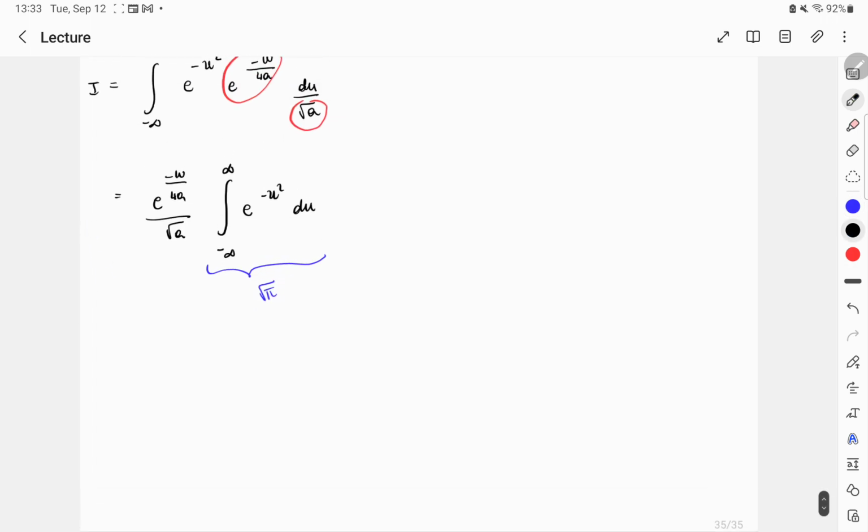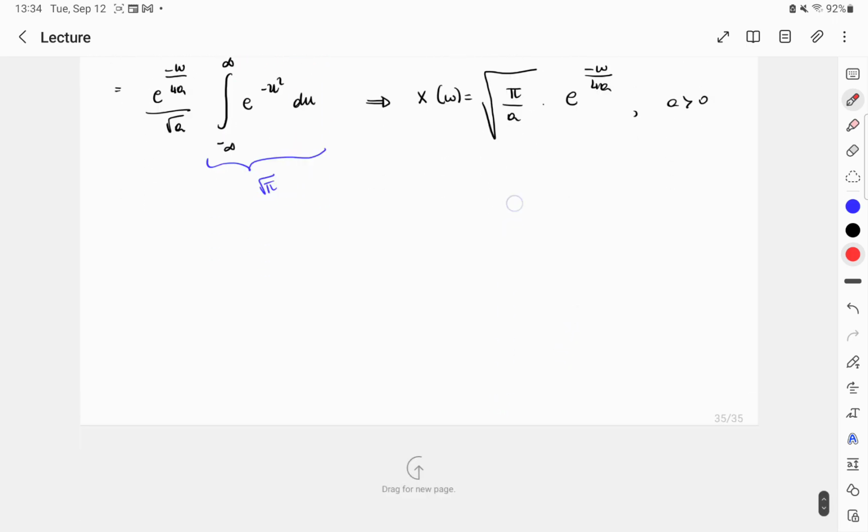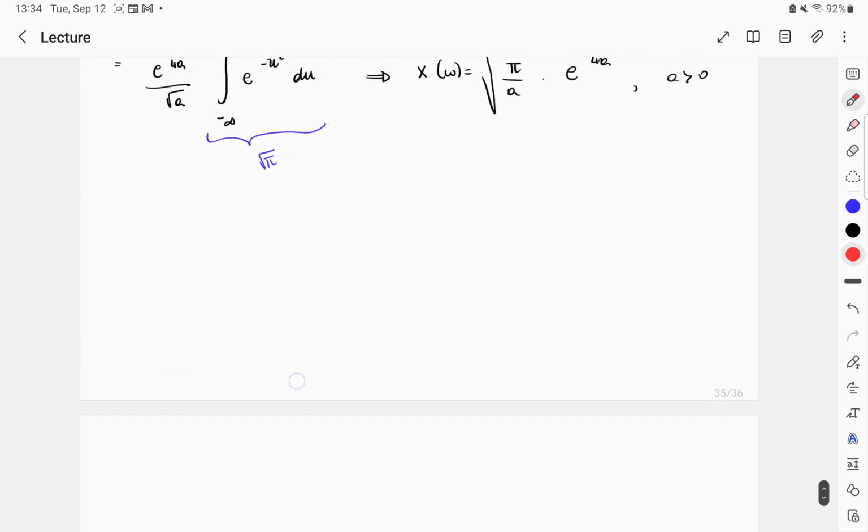So eventually we have the result of our integral, and we can say that, let me write it here, the Fourier transform of x(t) equals square root of pi over a times e to the power of minus ω squared over 4a, if a is greater than 0. And that is the end of our question. And let us shift to our next question. Let us look at this next question.